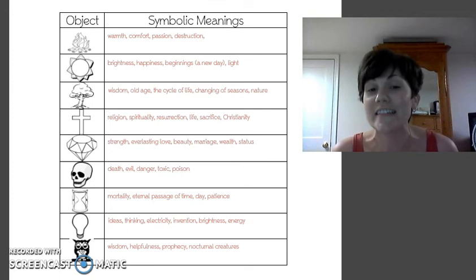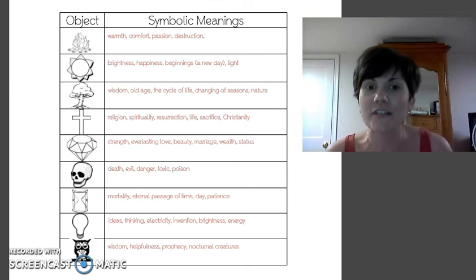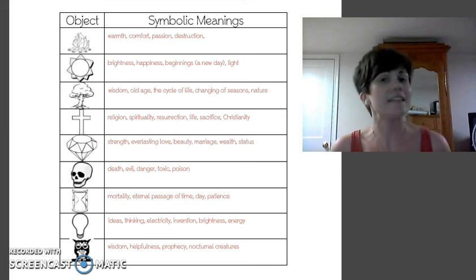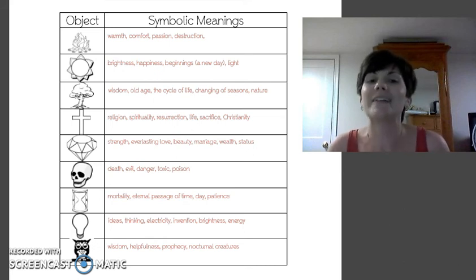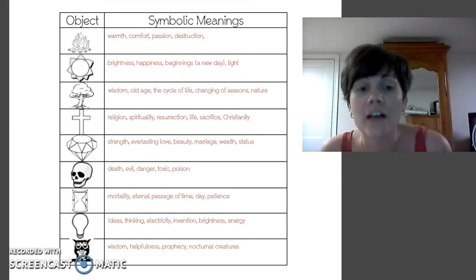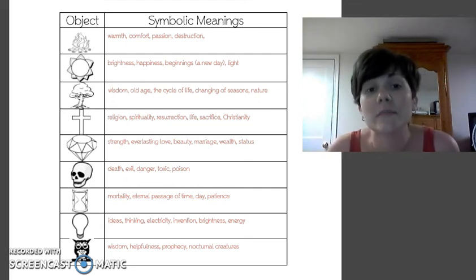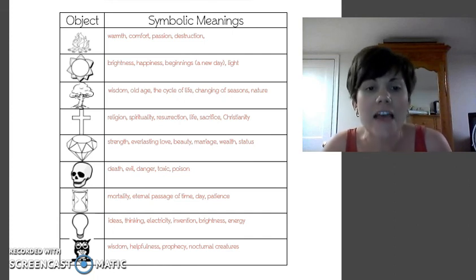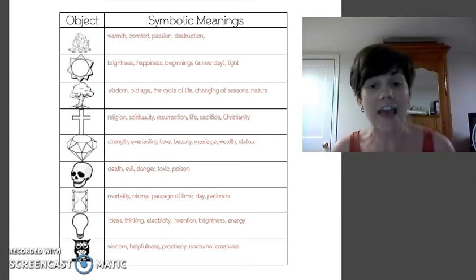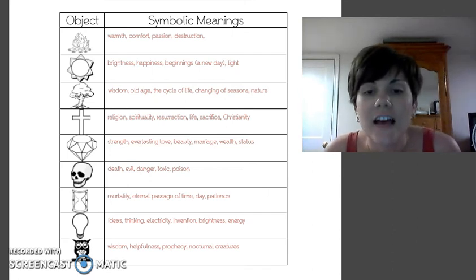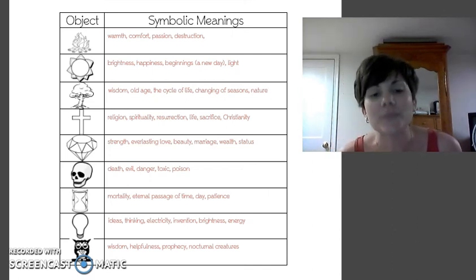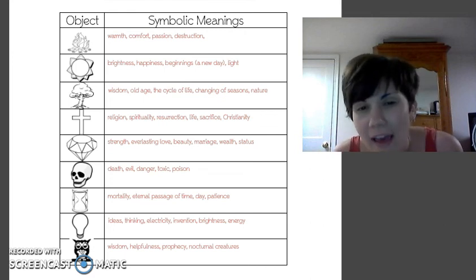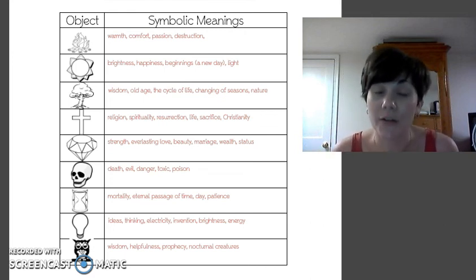So here are some sample symbolic meanings. If you didn't write these down, that doesn't necessarily mean that what you wrote was wrong, but I'd like you to include these as well. For example, a fire could symbolize warmth, comfort, passion, destruction, depending on how it's used. The sun: brightness, happiness. It could be a new beginning, like a new day. Light. The tree: wisdom, old age, the cycle of life, changing seasons, nature. Make sure you go through all of these and have these meanings copied down in your notebook.